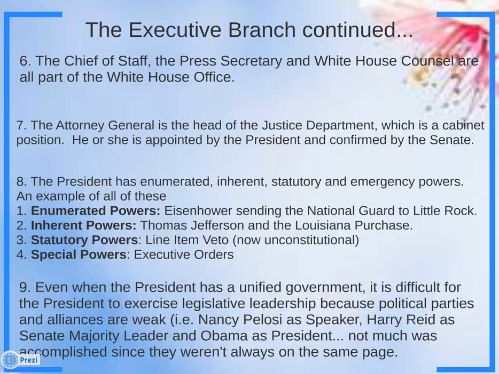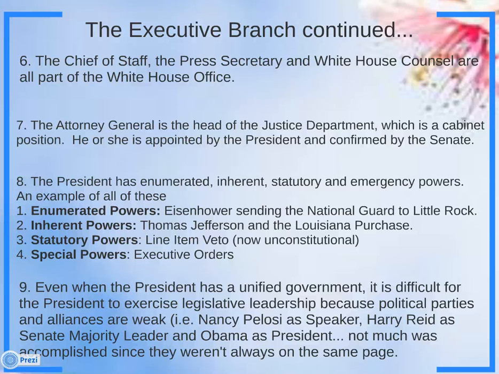The President has enumerated, inherent, statutory, and emergency powers. Here are some examples. Enumerated powers: Eisenhower sending the National Guard to Little Rock to enforce the Brown decision. Inherent powers: Thomas Jefferson in the Louisiana Purchase. We know that he was a very strict constructionist, and there was nothing in the Constitution that was going to allow him to purchase that land, so he went through his inherent powers.